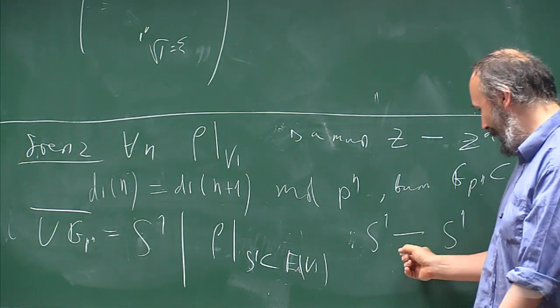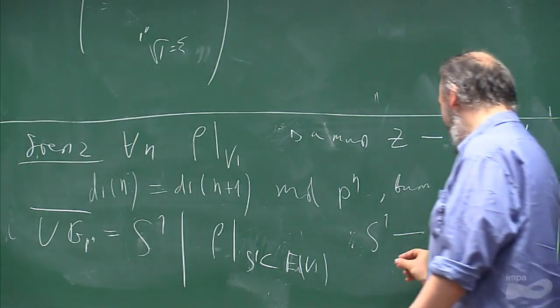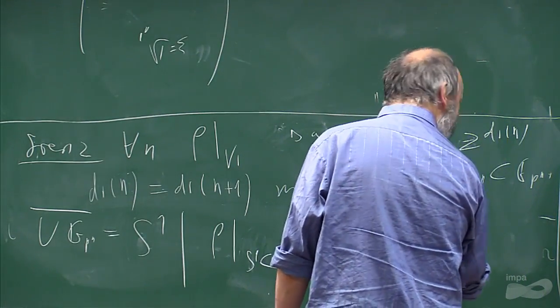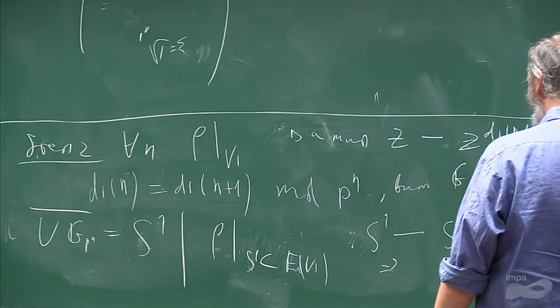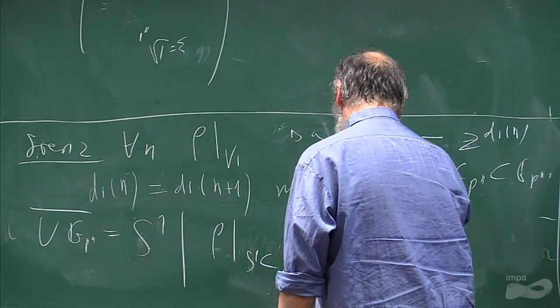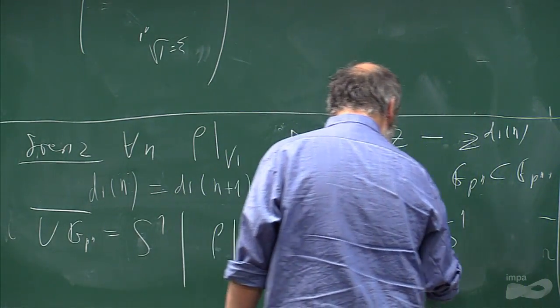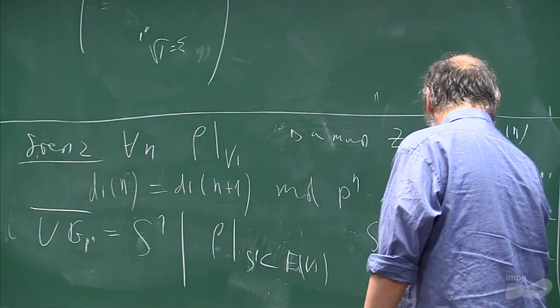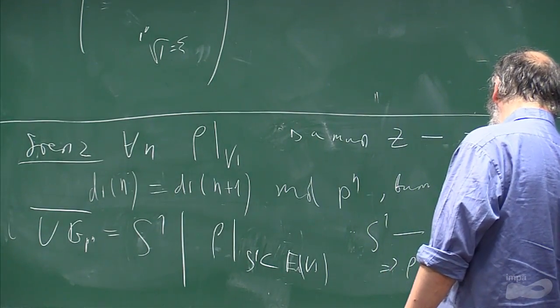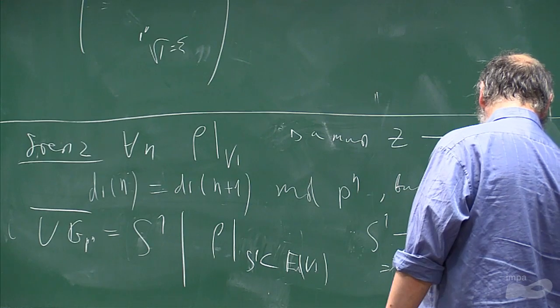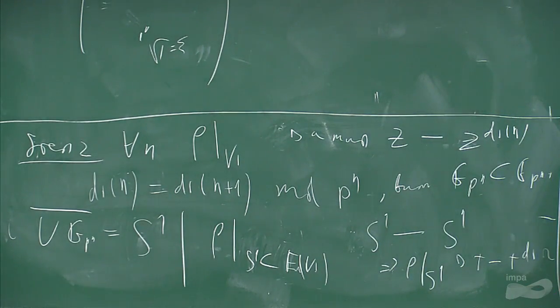that it is a map from S1 to S1, and it has, by this exercise, so this map, rho restricted to S1 is t goes to t to the power d_i. And that's it.